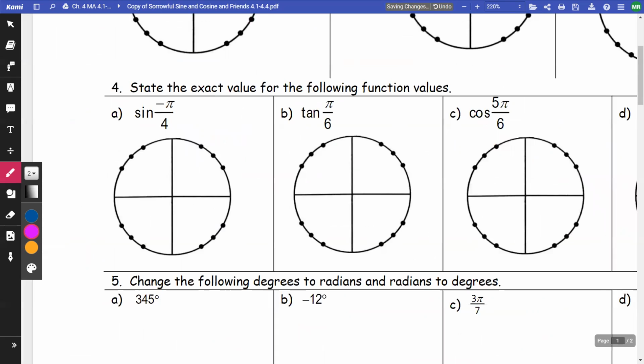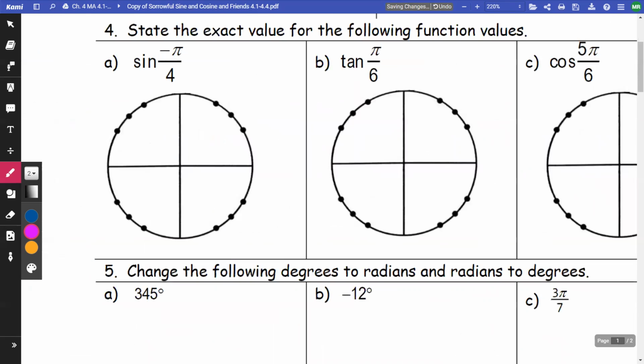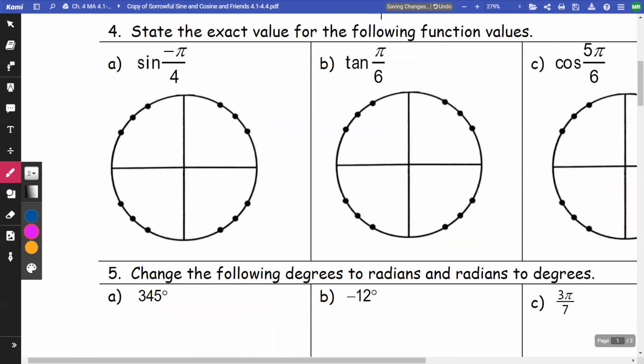For 4, we want to find the exact value for each of these. If I'm dealing with sine of -pi/4, that's going to be here. The coordinates of this are going to be √2 halves, comma, -√2 halves, because we're going this direction. And the value for sine is your y, so it's going to be -√2 halves. That is our answer.